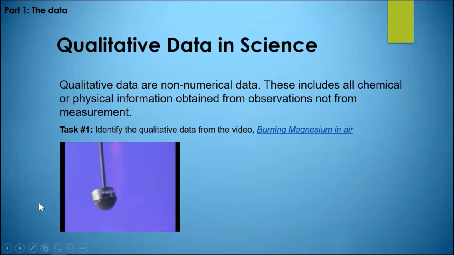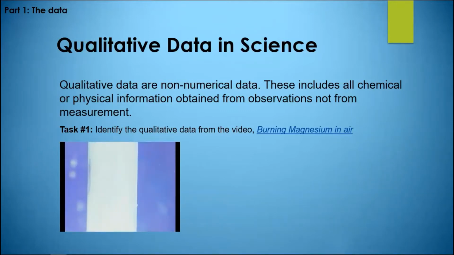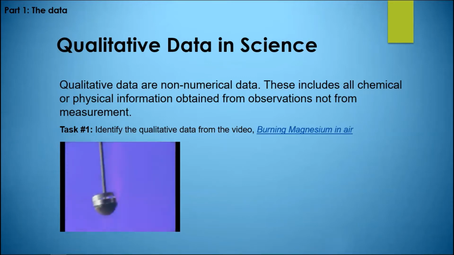So task 1, identify the qualitative data from the video burning magnesium in air. If you look at this video, you can see that when the magnesium burns in air, it produces a white, bright light.